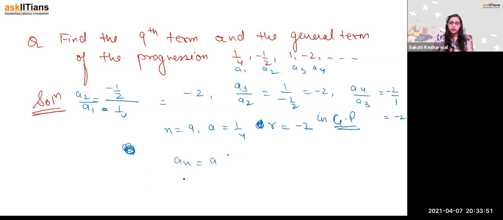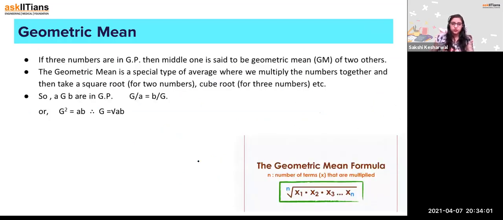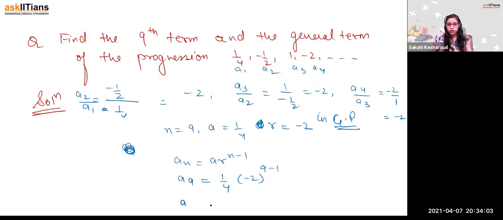a_n = ar^(n-1). So a9 is equal to what? a is 1/4 and r is equal to -2, and n is 9, so it is 8 (n-1). So a9 is equal to 1/4 into (-2) to the power 8, right? So (-2) to the power 8 is equal to what, beta? It is equal to what?